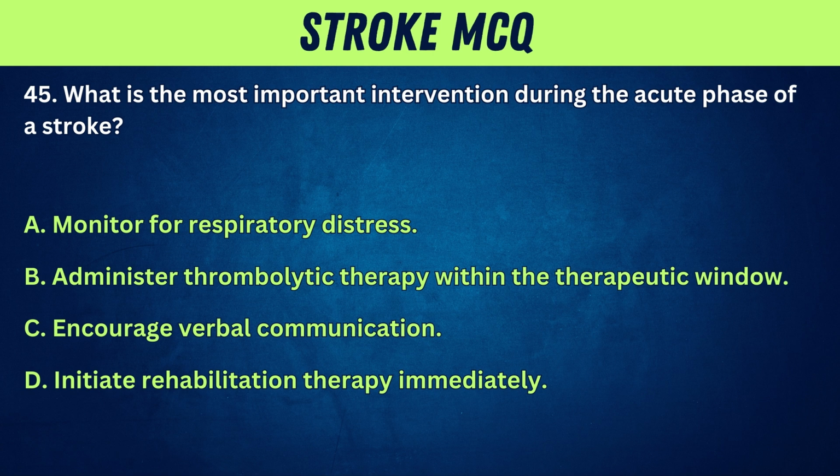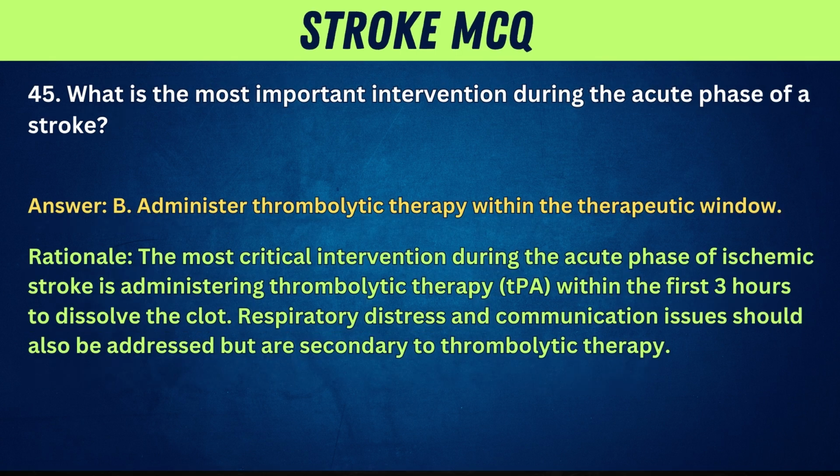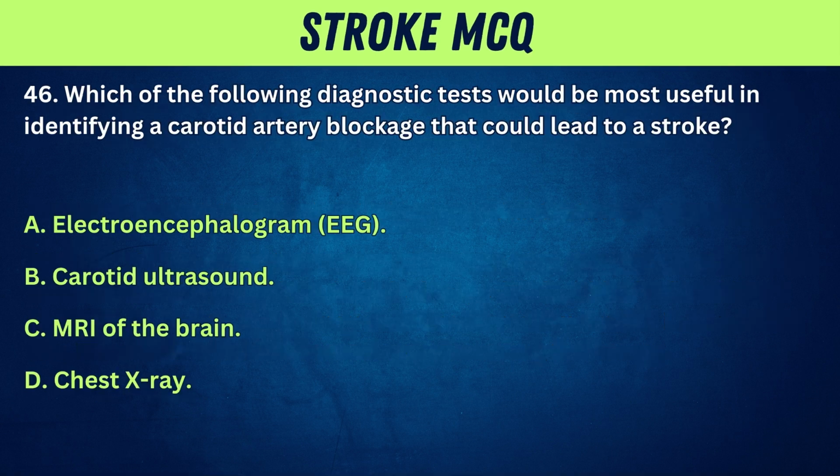D. Initiate rehabilitation therapy immediately. Answer: B. Administer thrombolytic therapy within the therapeutic window. Rationale: the most critical intervention during the acute phase of ischemic stroke is administering thrombolytic therapy, TPA, within the first 3 hours to dissolve the clot. Respiratory distress and communication issues should also be addressed, but are secondary to thrombolytic therapy.